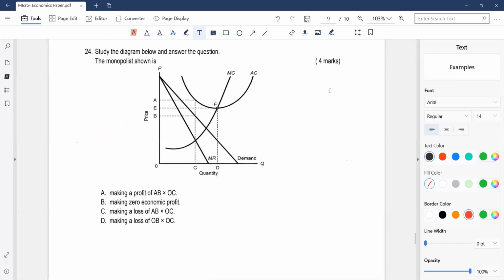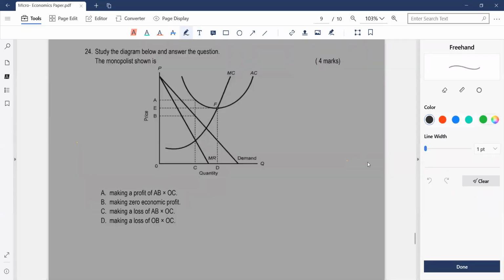Number 24. Study the diagram below and answer the question. The monopolist shown is making... Can you see that the average cost is higher than average revenue? This one, AC, is cost. Then this one is the AR, is revenue. Cost is greater than revenue, so it's actually making a loss. So A is out, B is out, because they are talking about economic profit.